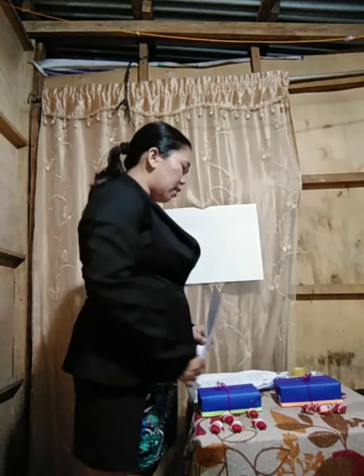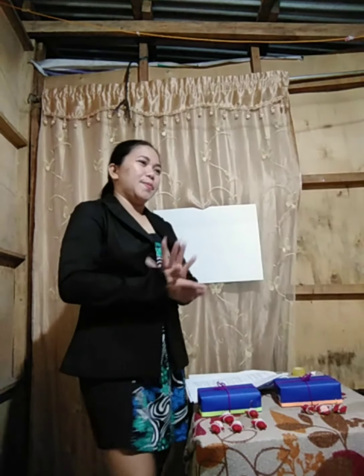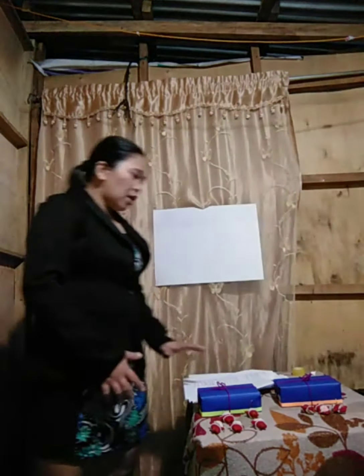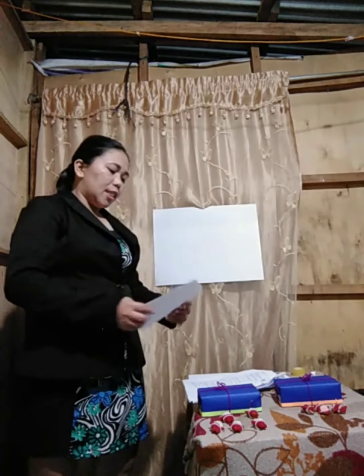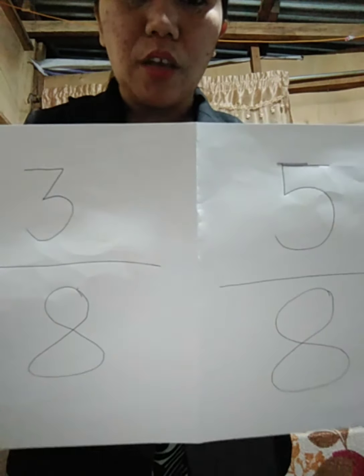So what have you noticed about their denominators? Yes, Brianna? Very good. The fractions 3 over 8 and 5 over 8 are examples of similar fractions because both fractions have the same denominators.